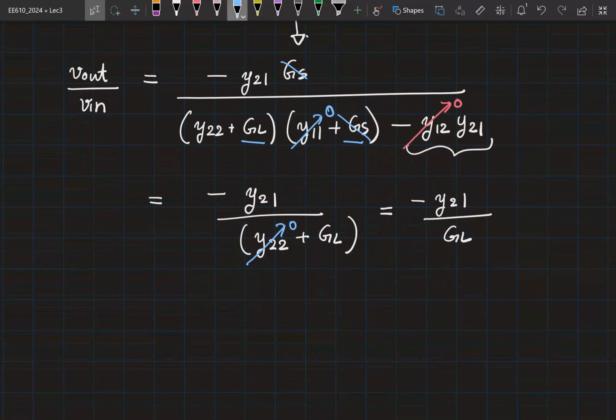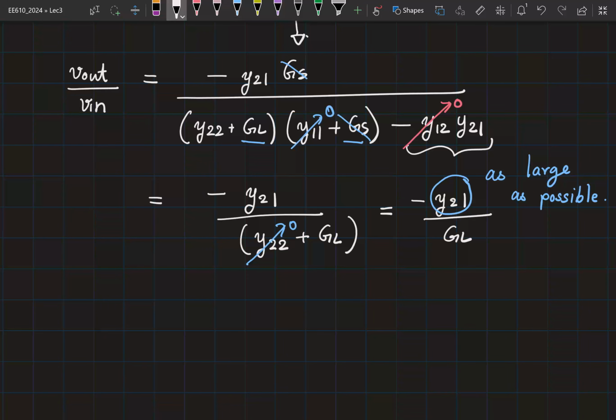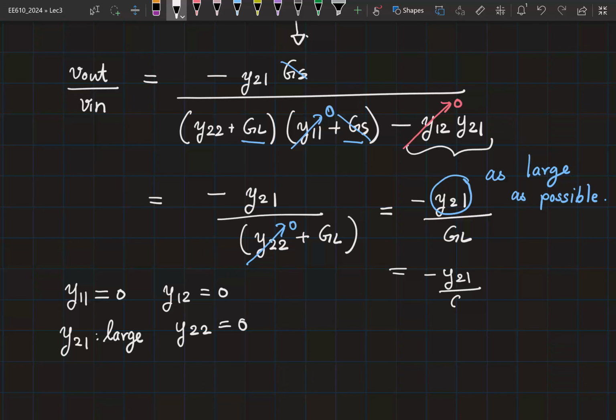Now, we are at the last stage. What comment can you make about y21? Make it as large as possible. Okay. So, what is our conclusion? We want y11 to be equal to 0, y12 to be equal to 0, y21 has to be as large as possible, and y22 to be equal to 0. Right? And our final gain is simply minus y21 divided by GL.